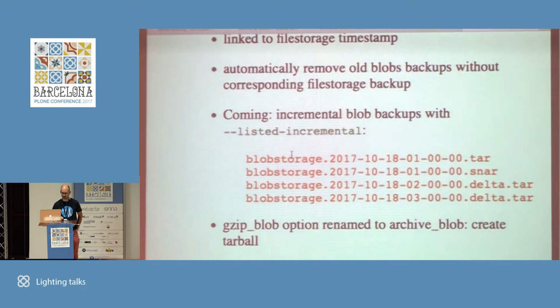Upcoming in a new version, there's a pull request for this, is incremental blob backups. That basically only means if you use tarballs for backing up your blobs, which is another option, then with the incrementals, it uses the listed-incremental option of the tar command. Then you get a big tarball and a .snar snapshot archive file which has some metadata, and knows, okay, we have the big tarball and a delta tarball and another delta tarball, and they belong together, which is basically the same as the file storage backups, so they look more alike.